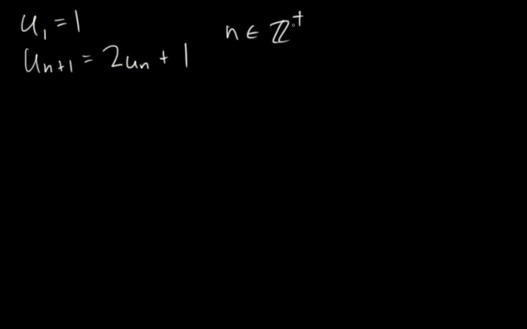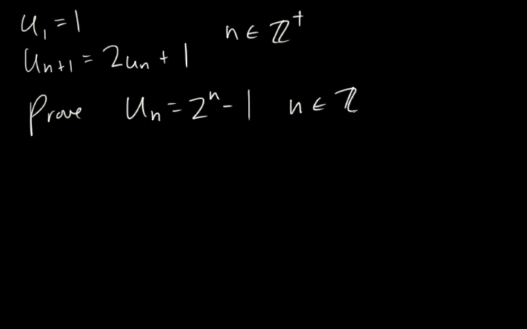Okay. Still have a few more. Okay. So we have a sequence defined by u1 is equal to 1, and u of n plus 1 is equal to 2un plus 1. And once again, this is for positive integers. And then we need to prove that u sub n is equal to 2 to the n minus 1 for all positive integers.